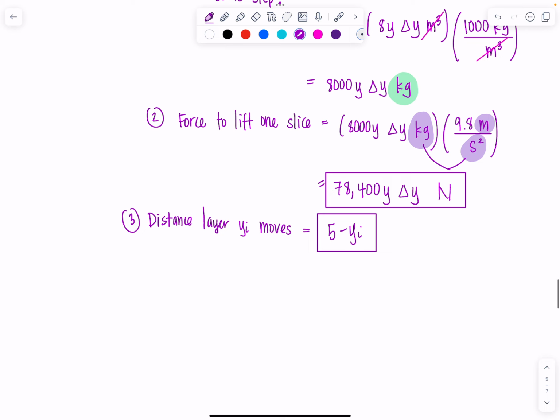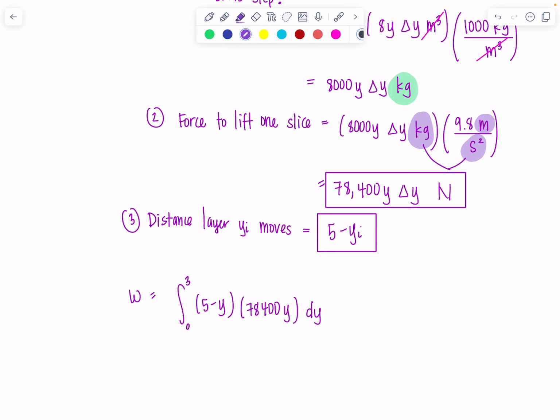Very good. So now let's set up our integral. Work is going to be, I have 5 minus y times 78,400 y. Delta y becomes dy. And then the limits of integration are only from 0 to 3, only where there's actual liquid to move. There is no liquid from 3 to 5.